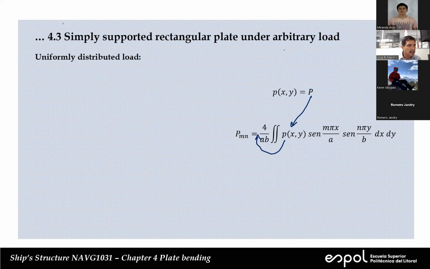Let's ask somebody. Mr. Hidrobo, what's the integral of sine n pi x over a? Mr. Hidrobo? Mr. Hidrobo, not here. Mr. Pesantes, are you here? The integral of the sine.